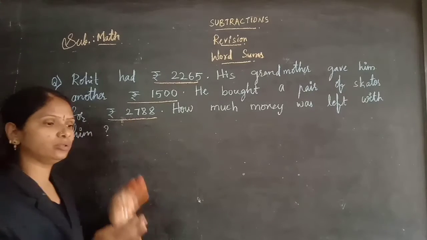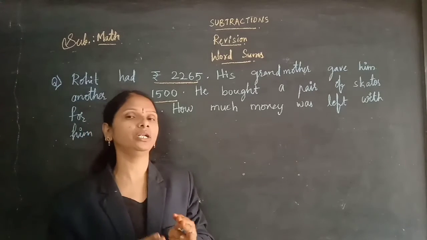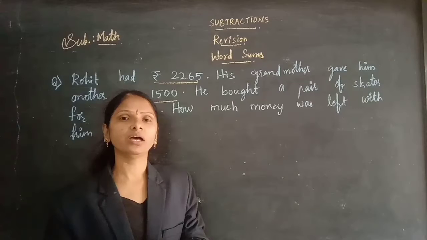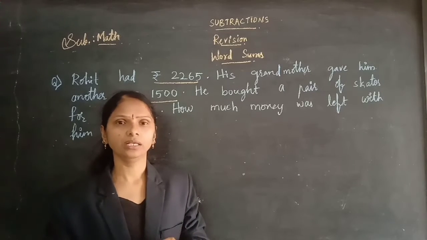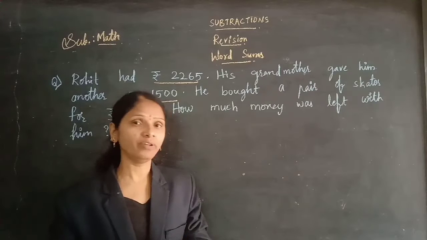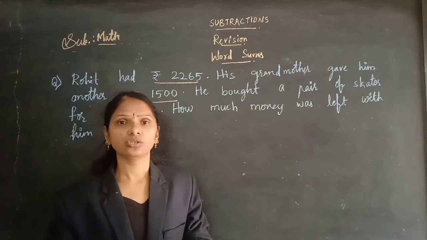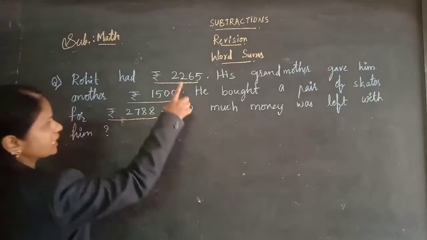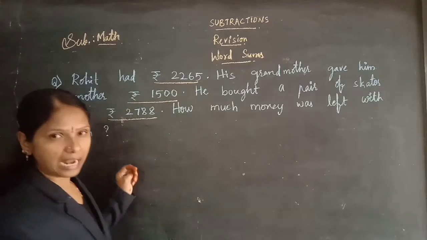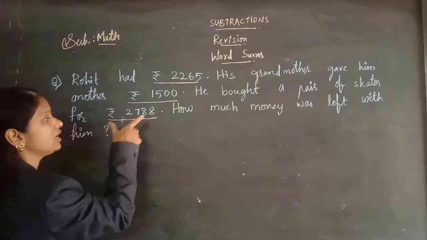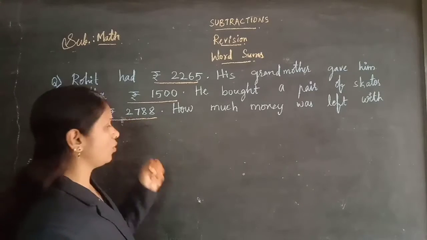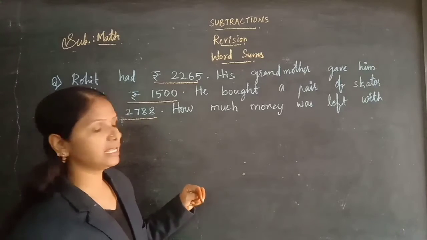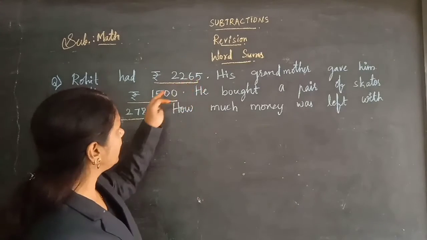Now after buying these skates, will his amount increase or decrease? Decrease. See, for example, you went to a shop with 10 rupees and purchased something costing 5 rupees. After purchasing that, will your amount increase or decrease, children? Your amount will be 5 rupees, means decreasing. Here also, he has some amount after the grandmother gave, and he purchased the skating shoes with it. Means after purchasing, his amount will decrease. Decrease is nothing but minus.